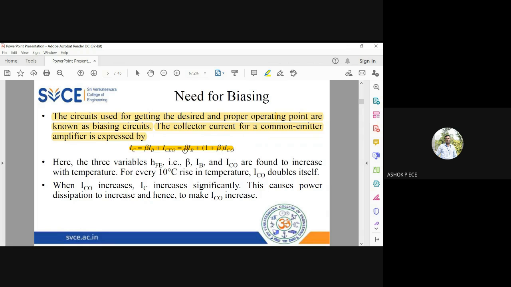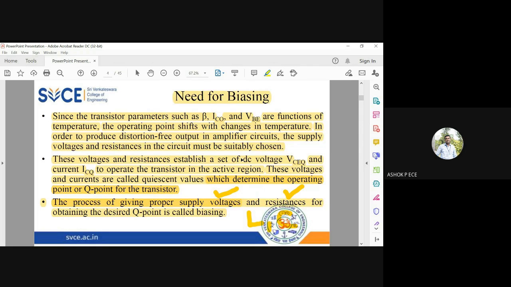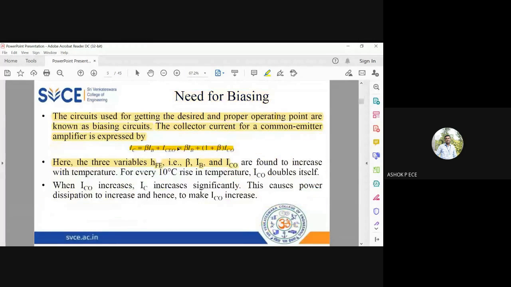So you can see here the three variables which are going to influence the functioning of BJT. One is beta, the current gain. One is going to be IB, the base current, and another one is going to be ICB naught, the reverse saturation current. I have told you in the previous lecture, it is VBE. So VBE will actually influence your IB. Okay, VBE will influence your IB.